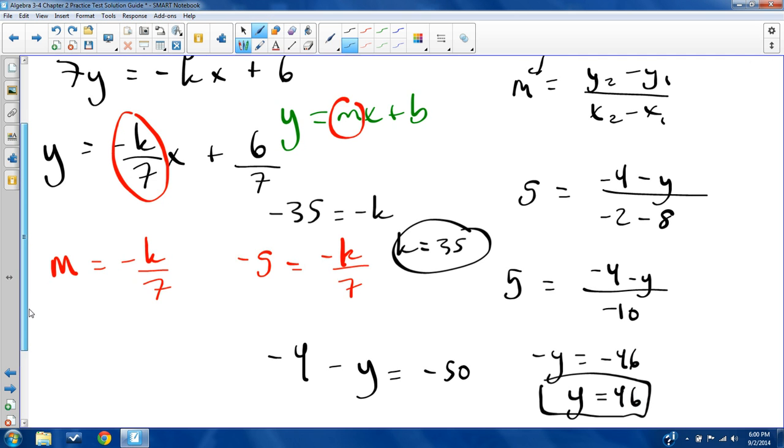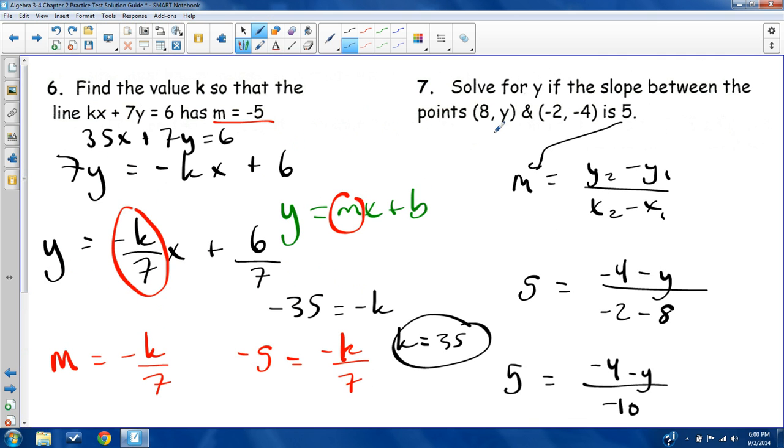Okay, so it's a strange number. You look at this and you're like, 8 comma 46, that seems a little high and excessive. Just make sure that you look at what you're doing. I went from negative 2 to 8. That's 10 spots right there. So yeah, you went 50 more than negative 4. So that's all you were doing on that one.